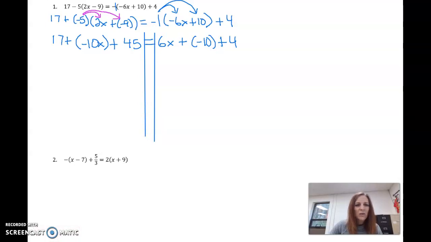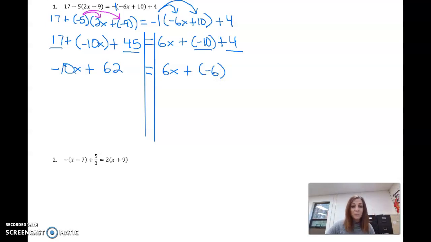So if I look over here to the left, my like terms are 17 and 45. I can combine those. So I'm going to have negative 10x plus, if I combine 17 and 45, I get 62. That's going to equal, now on our right side here, I can combine negative 10 and 4. So this becomes 6x plus, if I combine those two, a negative 62. Sorry, that was a negative 62 over there.